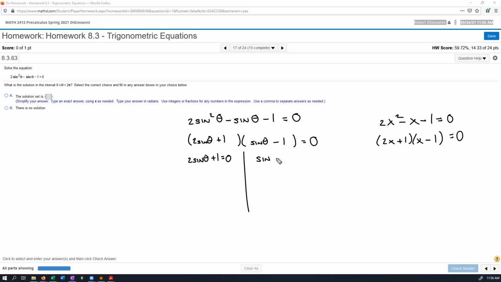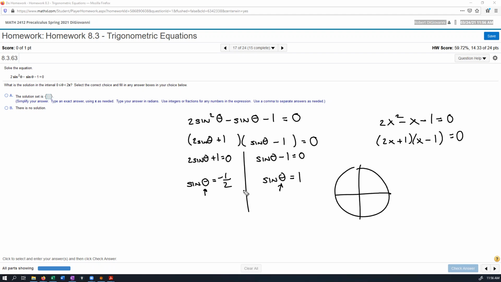And then this one is sine theta minus 1 is 0. So here we get sine theta is -1/2, and here sine theta is 1. Because our argument is theta, we can be very loose about this and just look at our solutions on the unit circle. Sine is the y coordinate, so sine is -1/2 here and also here. That's 7 pi over 6 and 11 pi over 6. And then sine is 1, the y coordinate is 1 up here at the top, that's pi over 2.